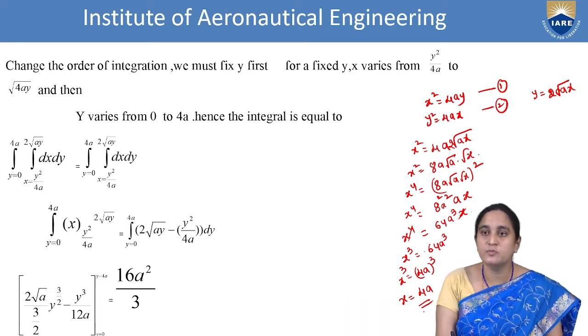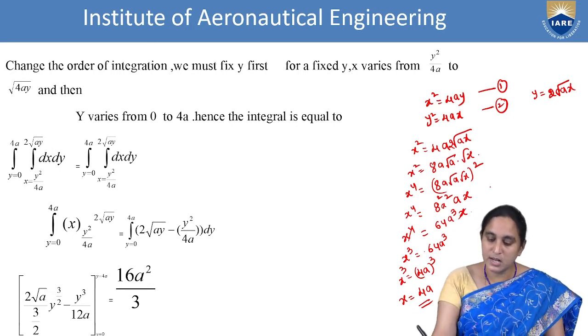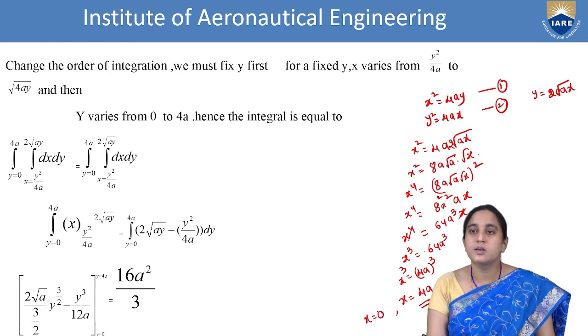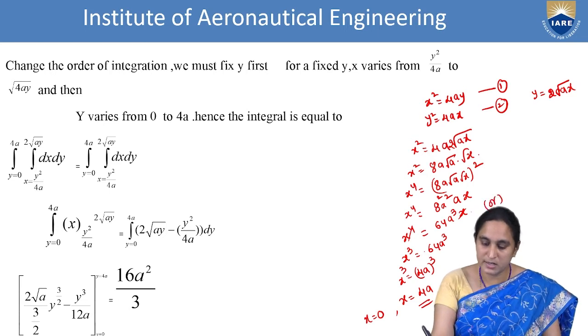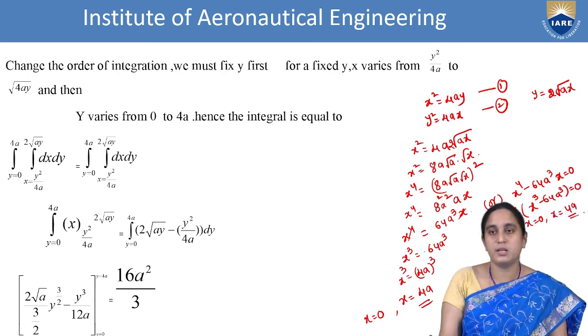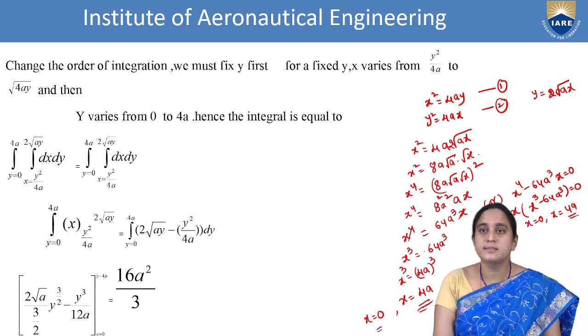From the two parabolic equations, I got one value of x that is x is equal to 4a, and another value of x is 0. Or else I'll write x power 4 minus 64 a cube into x is equal to 0. From that I'll take x common, that is x cube minus 64 a cube is equal to 0. From that x is 0 and x is equal to 4a. Therefore, the limit points are x is equal to 0 and x is equal to 4a.